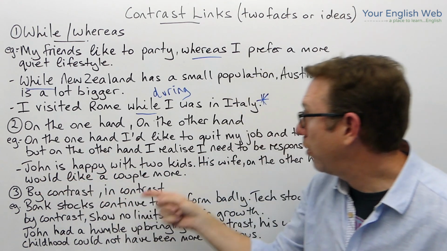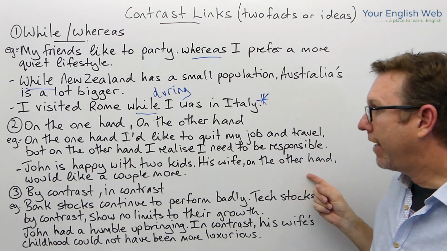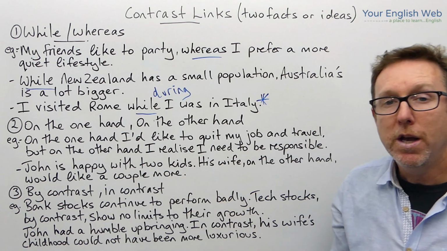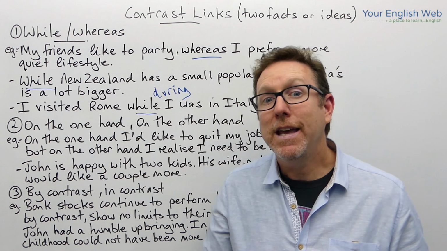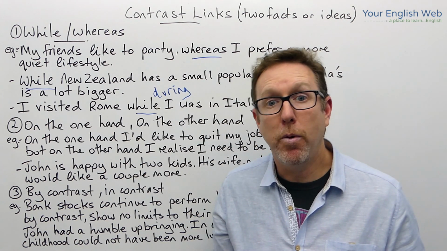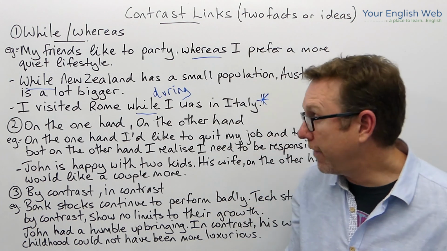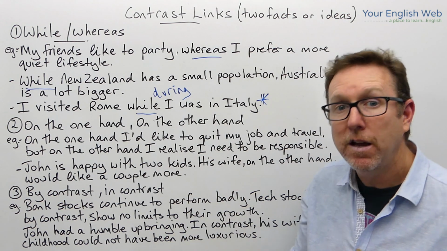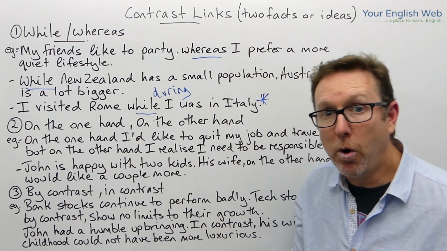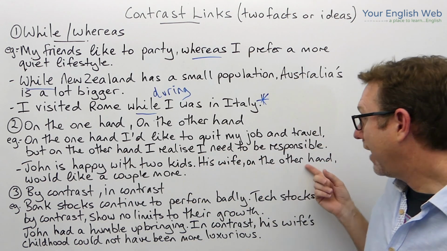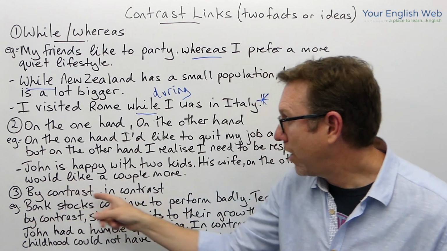Now in this sentence here, we're only using this one. So John is happy with two kids. His wife, on the other hand, would like a couple more. So John has two kids. He's happy. He doesn't want any more. But on the other hand, his wife would like a couple more. She'd like two more children, okay? She wants to increase the size of the family, but John doesn't. So we're contrasting the two points of view of those two people. John's happy with two kids, doesn't want any more, but his wife, on the other hand, would like a couple more. Contrasting, all right?